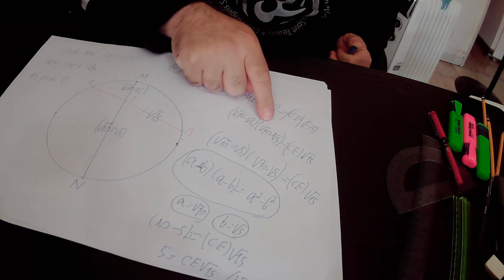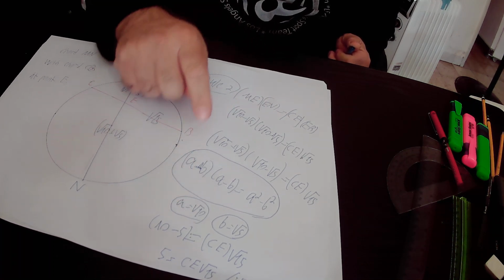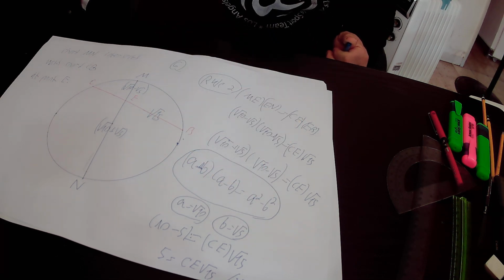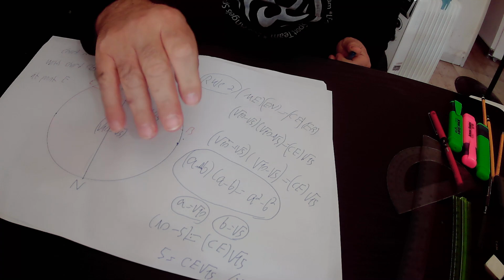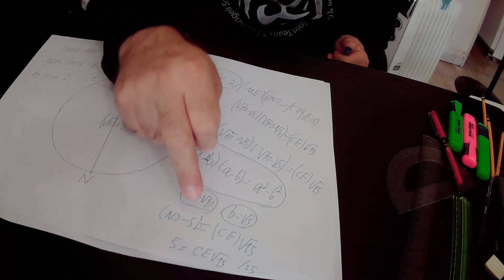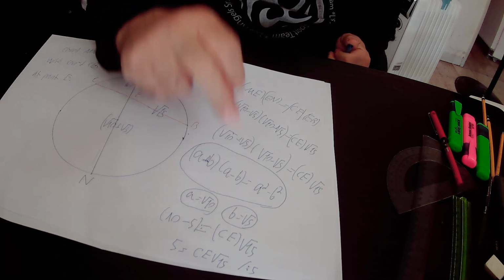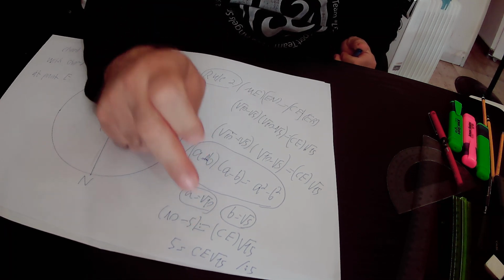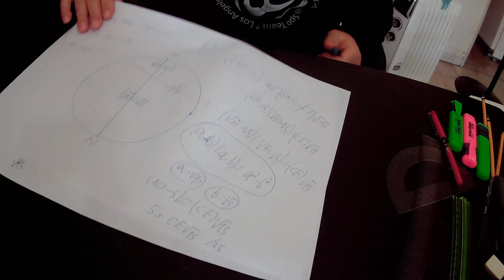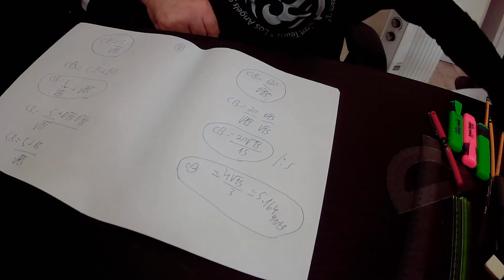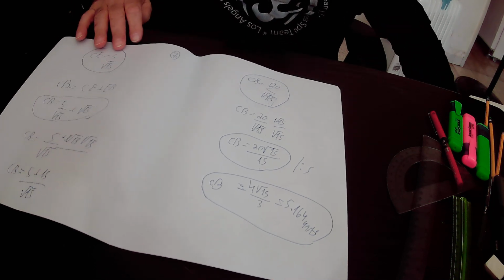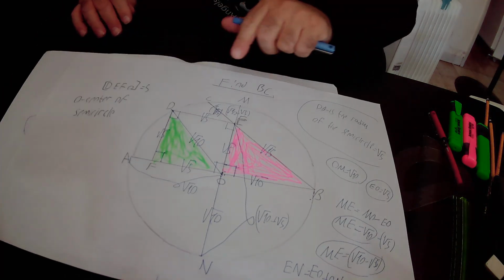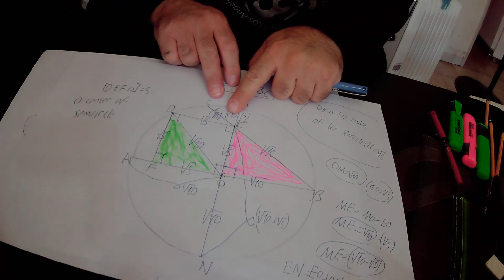So in conclusion, this expression in total equals 10 minus 5, and according to rule number 2, it equals CE times square root of 15. 10 minus 5 is 5. Therefore, we found out that 5 equals CE times square root of 15. We divided this equation by square root of 15, and we found out that CE equals 5 over square root of 15. So here, the missing line segment CE equals 5 over square root of 15.